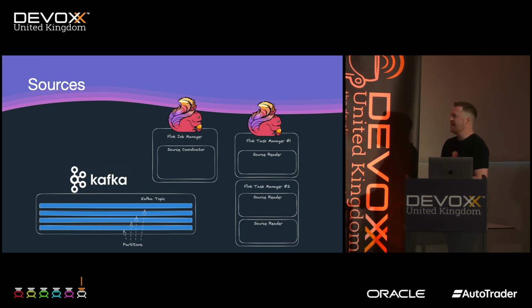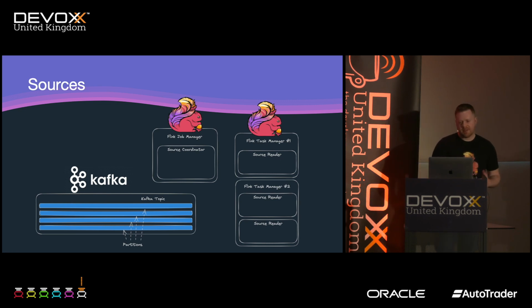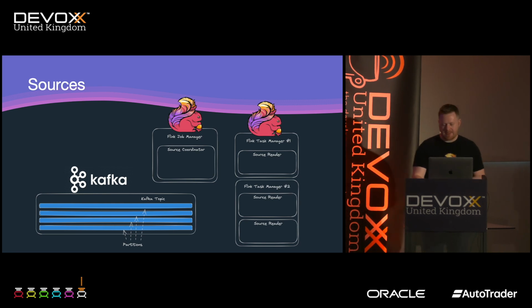The way this works is we have a source coordinator that is responsible for overseeing all of the source consumption. This source coordinator runs on the job manager. And then on each task manager, we have a source reader, which is one per subtask. So if you have 3 parallelism, like we see here, we'll have 3 source readers. And so that's the setup.